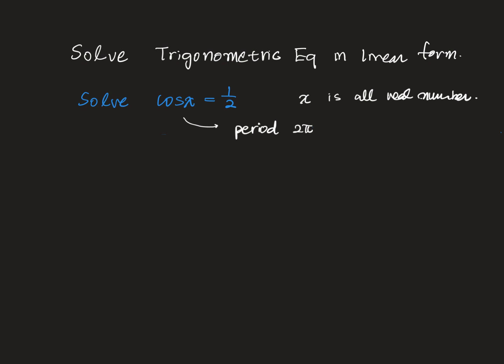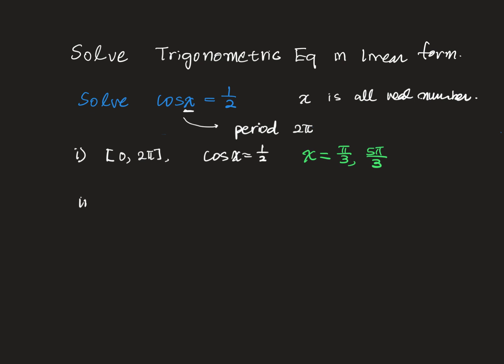The idea is, first, you find the x value on the unit circle chart. You're going to find the angle such that cosine x = 1/2 between 0 and 2 pi. Cosine is positive in quadrant 1 and quadrant 4, so I find pi over 3 and 5 pi over 3.